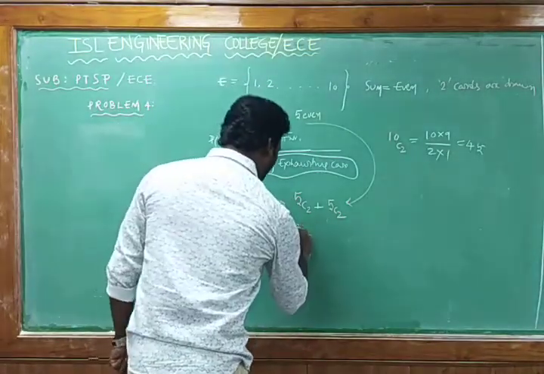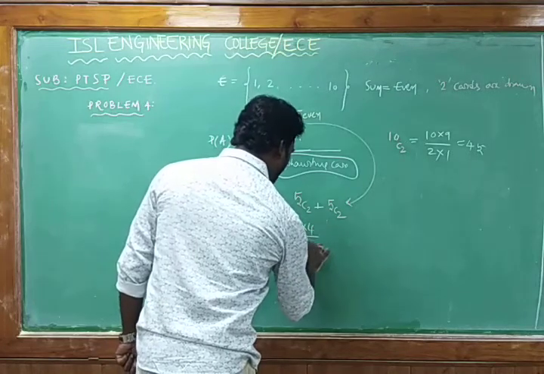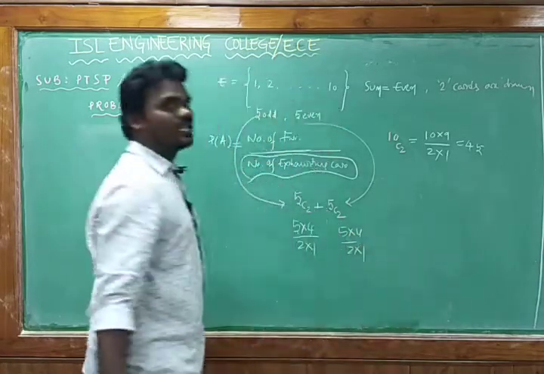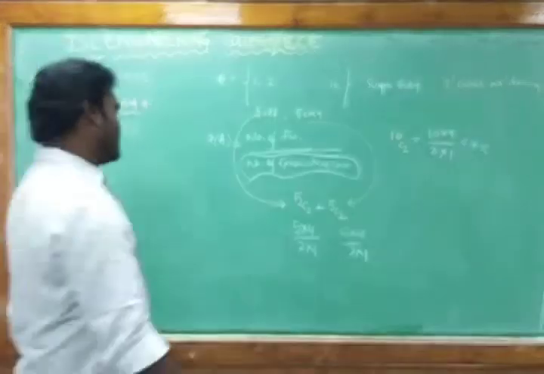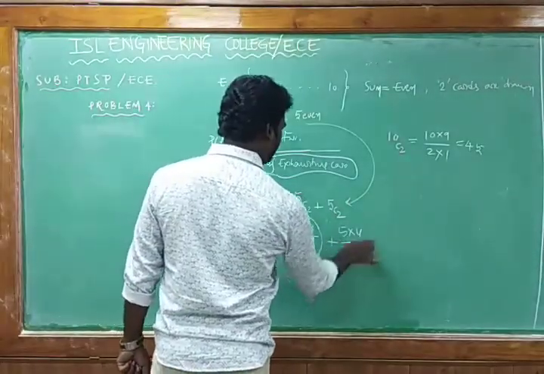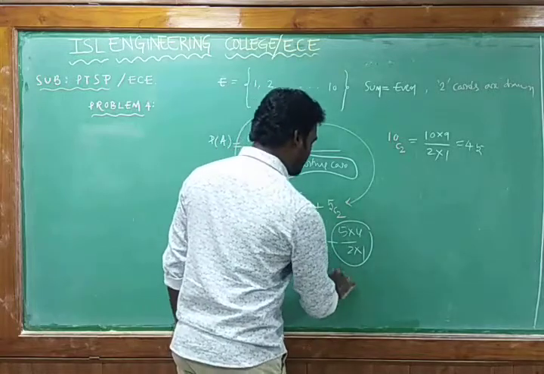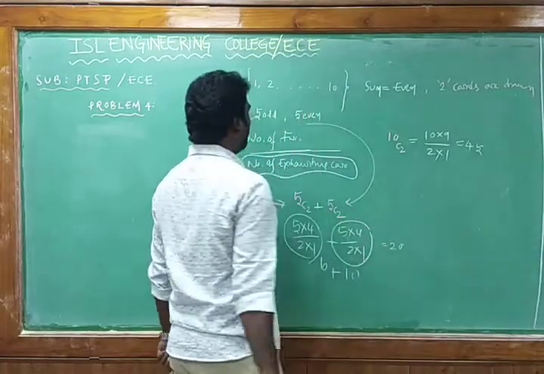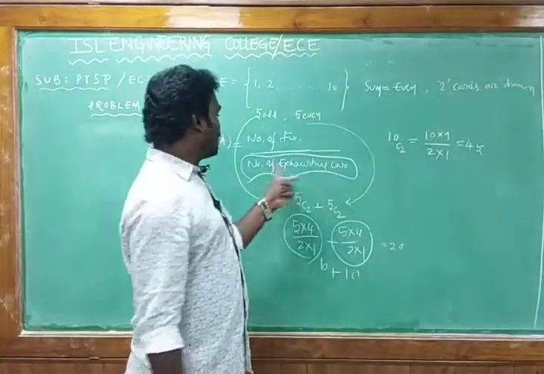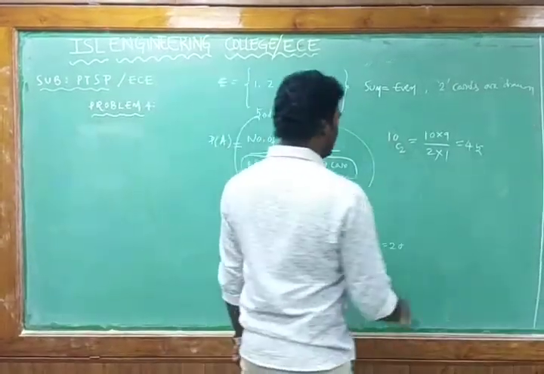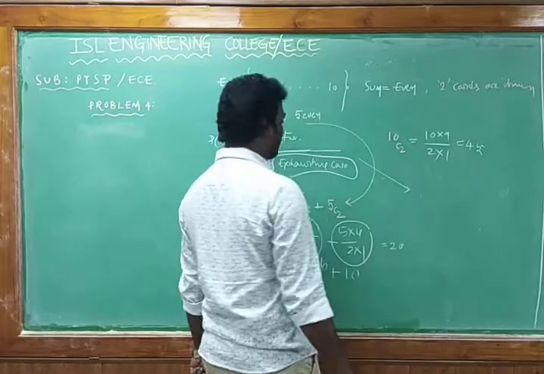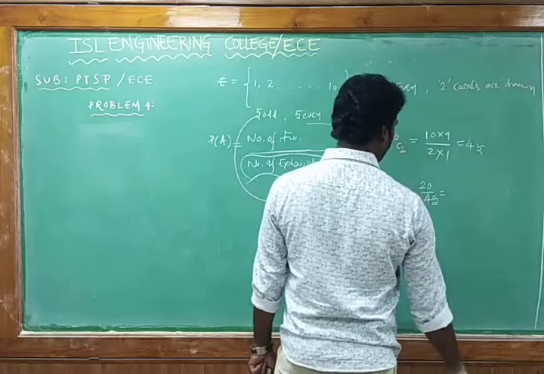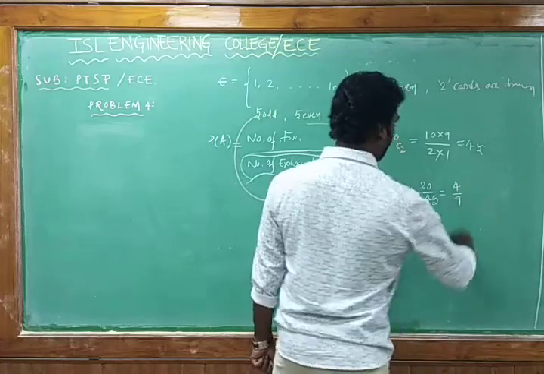So it is 5 into 4 by 2 into 1, and here also 5 into 4 by 2 into 1. This is the number of favorable cases. This is 20 by 2, which is 10, and this is also 10, and 10 plus 10 is 20. That means the number of favorable cases is 20, and the total number of exhaustive cases is 45. So if you substitute this into the given formula, it is 20 by 45, which is nothing but 4 by 9.